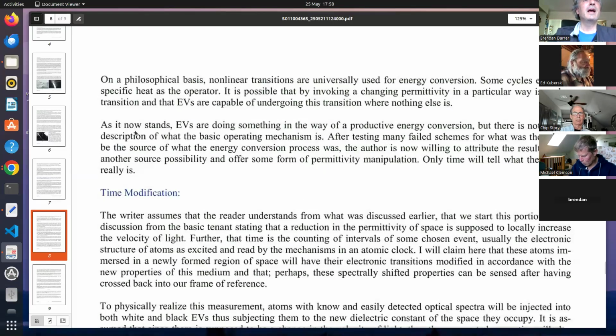Important again. As it now stands, EVs are doing something in the way of a productive energy conversion, but there is not a good description of what the basic operating mechanism is. After testing many failed schemes for what was thought to be the source of the energy conversion process, the author is now willing to attribute the results to yet another source possibility and offer some form of permittivity manipulation. Only time will tell what the answer really is.